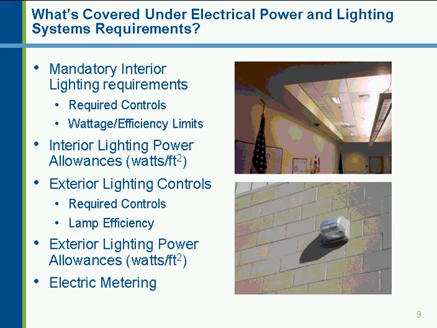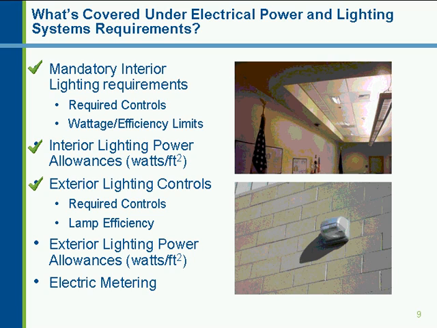So what's covered under electrical power and lighting? There's very little on electrical power. We will cover one item on electric metering. The majority of it is in lighting. There are mandatory interior lighting requirements, which comprise primarily required controls. There are very few specific wattage efficacy limits, mostly controls in the mandatory section. There's also an interior lighting power allowance requirement. This is the one most people are familiar with, the lighting power densities, where you're given a certain amount of wattage to use, and that's your limit for compliance.